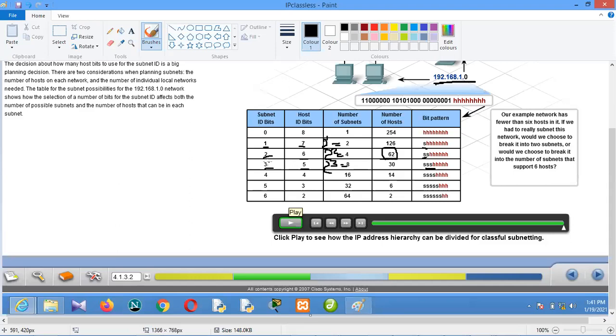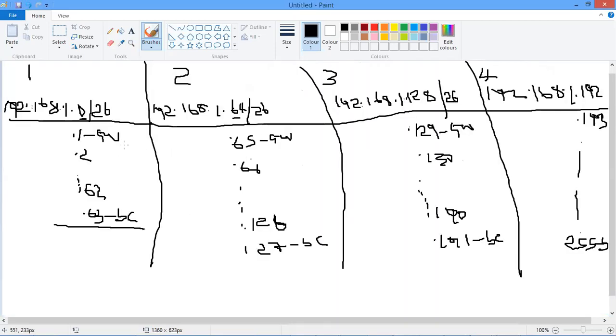What is remaining? I borrowed 2. If I borrow 2, what is remaining is 6. So 2 raised to the power 6 is 64. So I'll just be adding multiples of 64.